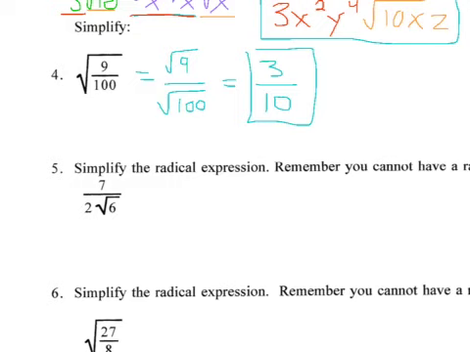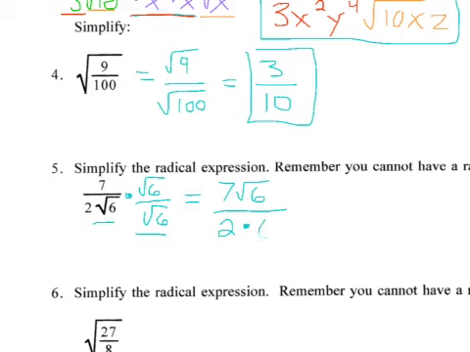For number 5, we are not allowed to have a square root in the denominator, so we need to rationalize it. So remember, to get a square root out of the denominator, we multiply by the square root of 6 over the square root of 6. So the numerator becomes 7 square root 6 all over 2 times, and remember, whenever you multiply a radical by itself, it just becomes that number. So square root 6 times square root 6 is 6. So our final answer is 7 root 6 over 12.